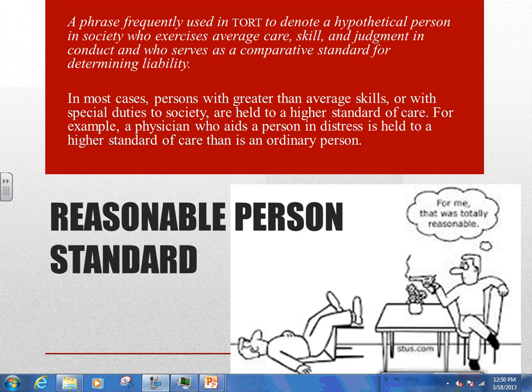So we have this hypothetical person in society who exercises average care. They're not Joe Amazing running around doing everything for everybody. Okay, Joe Amazing, trademark. It's a real person. Okay, but they are exercising average care, judgment, conduct, okay, in average situations. So they are going to be the standard by which other people are judged. This hypothetical person, not a real person.